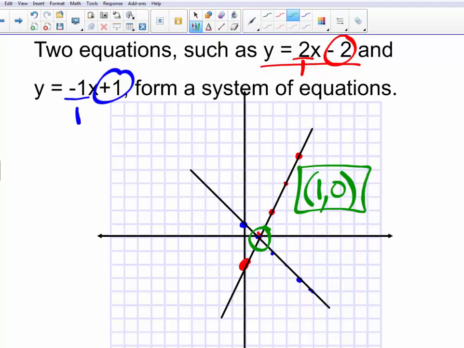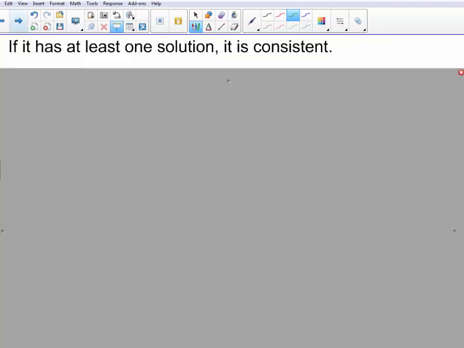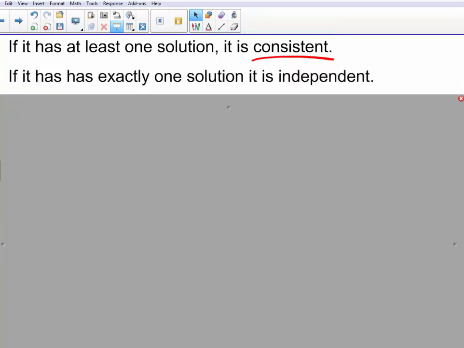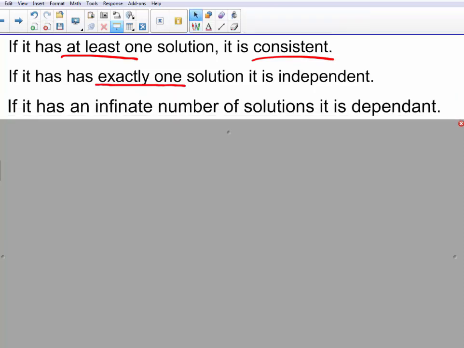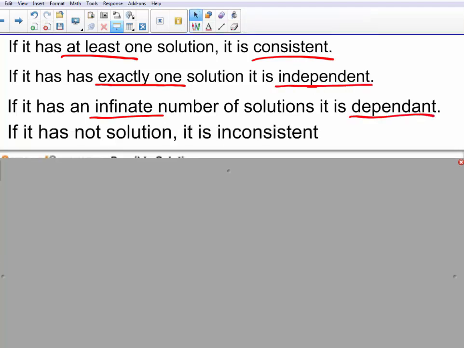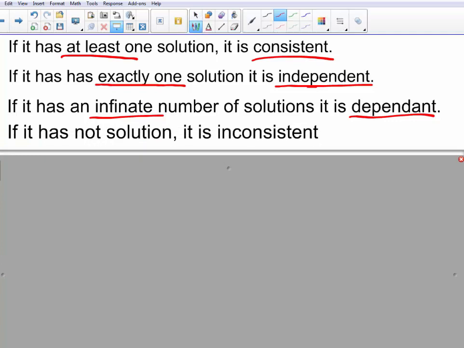Alright, moving on. Again, pause this if you need to so that you can write down everything that I just put on there. You can also rewind it and listen to it again. Okay, if it has at least one solution, it is called consistent. That goes back to the vocab. If it has exactly one solution, it is independent. So that's at least versus exactly one. There's a difference there. If it has an infinite number of solutions, it is what we call dependent. That one was independent. And if it has no solution, it is labeled as inconsistent.